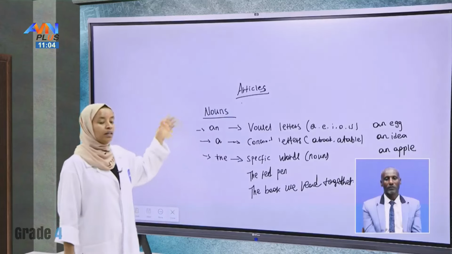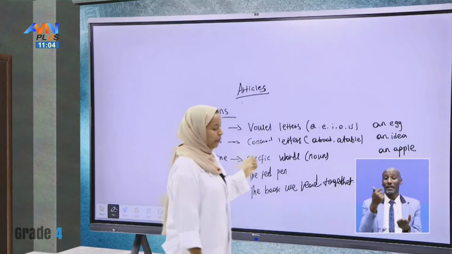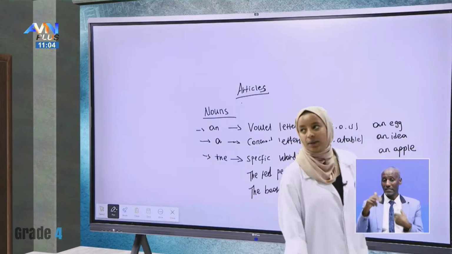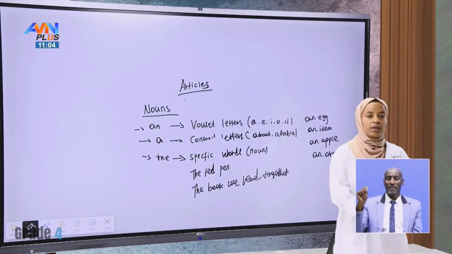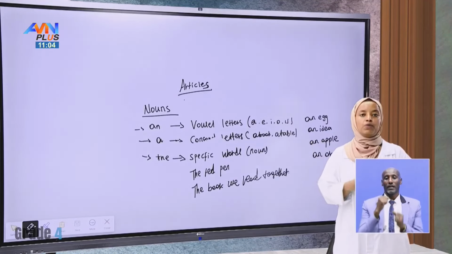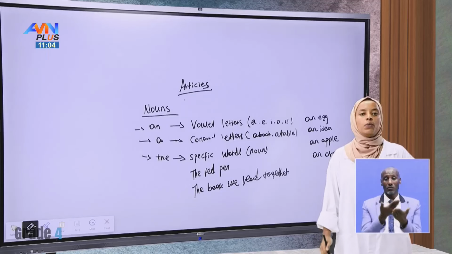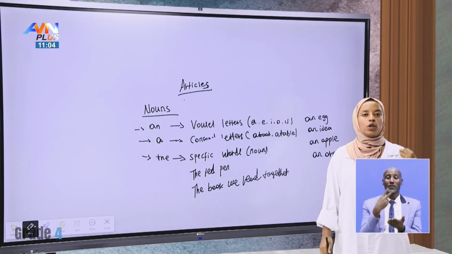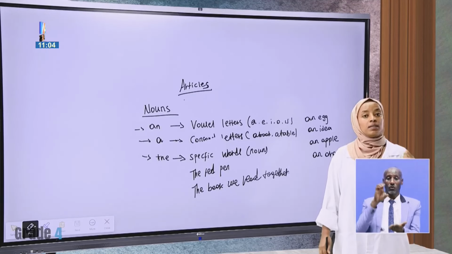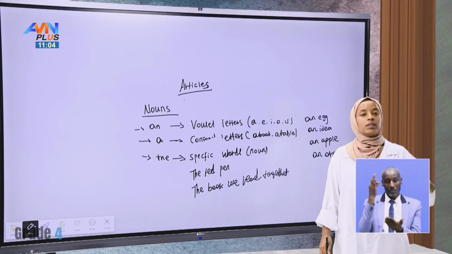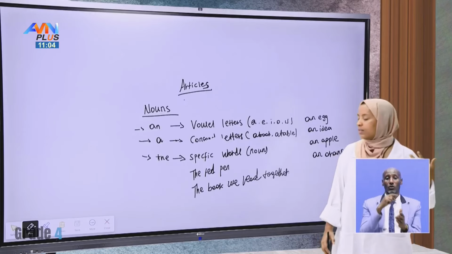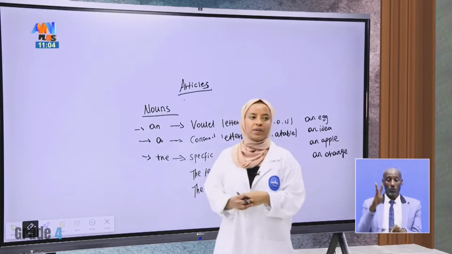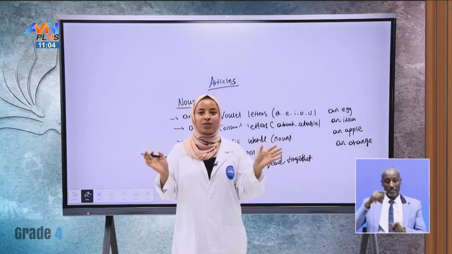So how many articles did we have? Three of them. What are they? A, an, and the. We use an before vowel sounds, a before consonants, and the before specific words or nouns. Students, this was our previous lesson. So let us start today's lesson.